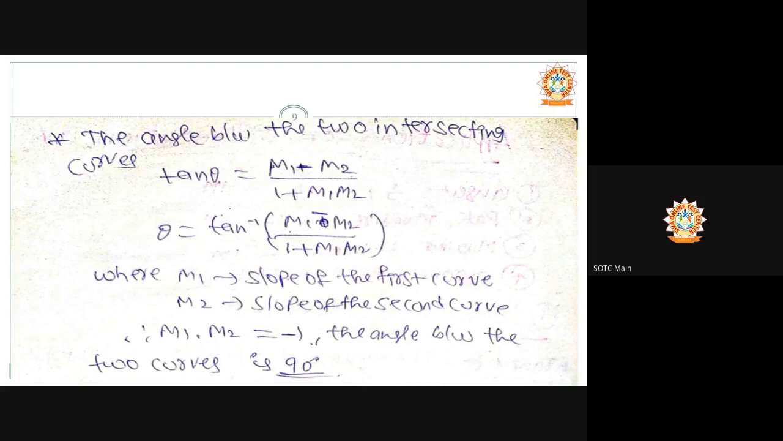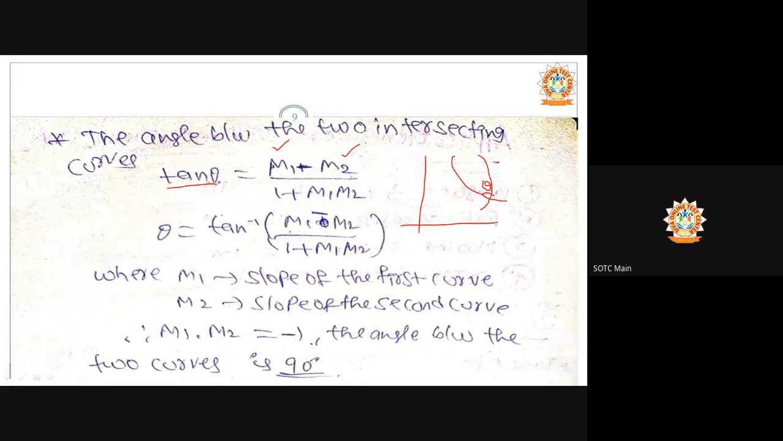For one curve we can draw the tangent and the normal. Now, what is the angle between two curves? Let us suppose you have a curve y is equal to f of x, and you have another curve g of x. Now you need to find the angle between these wherever they intersect. That is defined by tan theta is equal to m1 minus m2 by 1 plus m1 m2, where m1 is the slope of the first tangent and m2 is the slope of the second tangent, right?